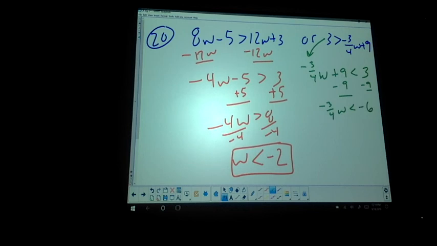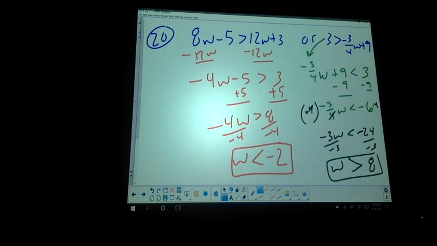How do I move this? So can I multiply both sides times 4? That gives me this. Those cancel. And then that's less than -24. And then I can divide each side by -3. So the sign flips this way. Is that right?